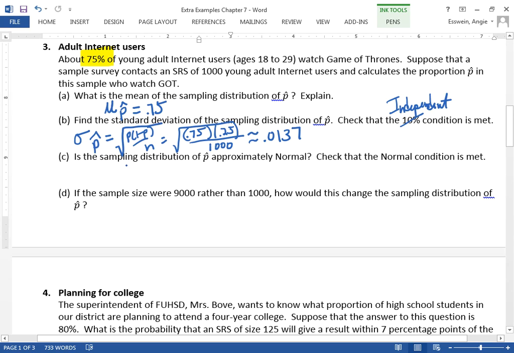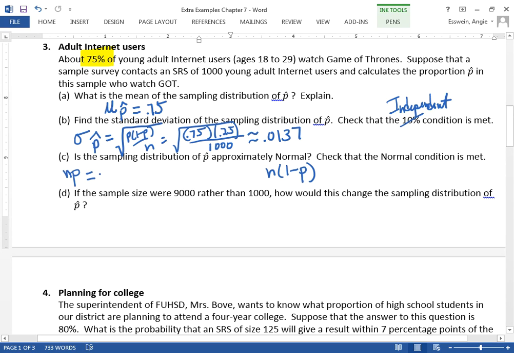So is the sampling distribution approximately normal? We have to check the normal condition. So literally you have to do both n times p and n times 1 minus p, the number of successes and failures, and make sure they're at least 10. Because otherwise it's likely to be skewed right or left.